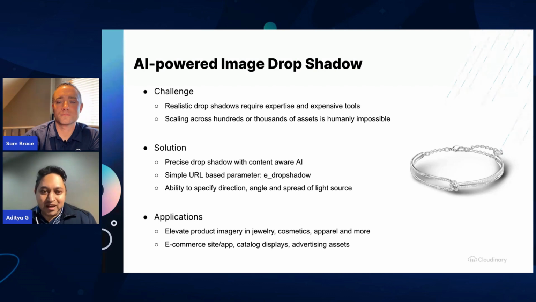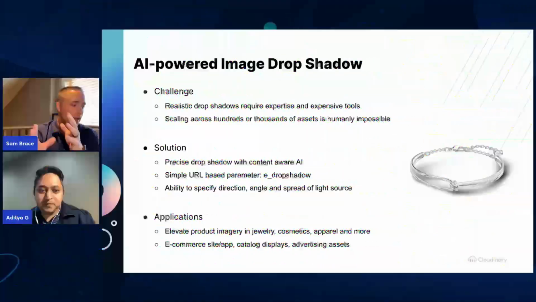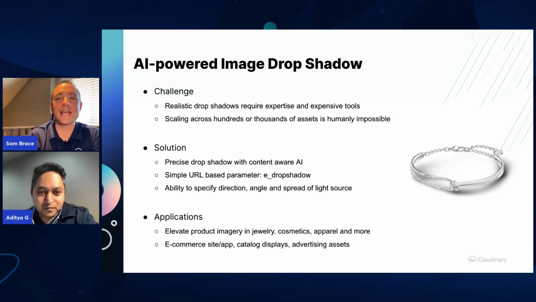Now imagine scaling this across hundreds and thousands or even millions of product imagery. It quickly becomes unmanageable. And so, what we're offering here is the ability to create precise drop shadows for objects in an image using our proprietary AI and machine learning algorithms that are content aware, that can identify the contours and complex shapes of different objects and create those very precise drop shadows. I really want to emphasize this is the scalable option here.